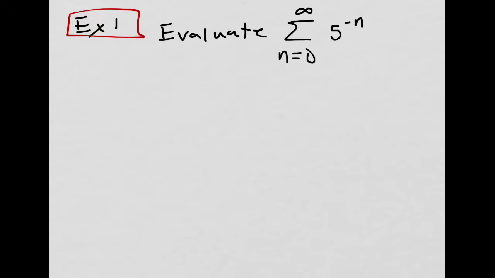All right, evaluate this. Now, it might not look like a geometric series at first, but remember, we want to write it as c times r to the n. So in this case, I'm just going to take care of this negative exponent. Remember, negative exponents means you flip it over, make it a fraction, and then it becomes positive. So this would actually look like something like this. I'm just going to keep working here, which is, well, I guess 1 over 5 to the n.